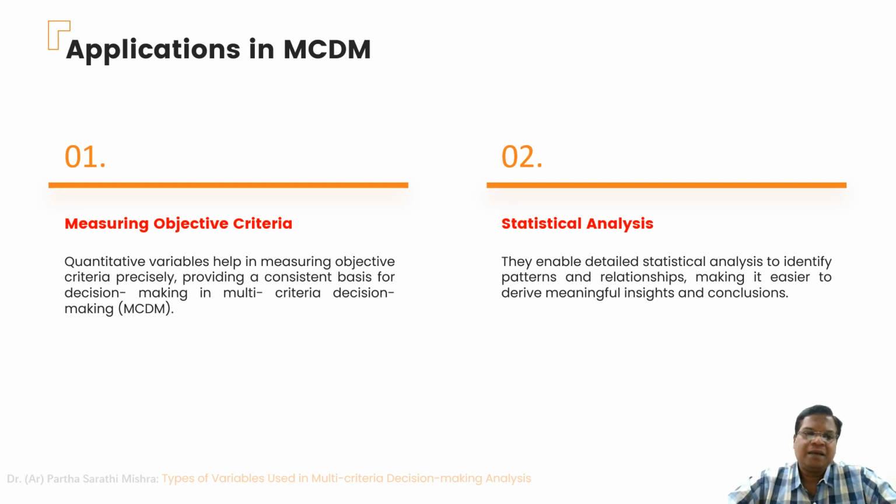Next is application in MCDM, measuring objective criteria. Quantitative variables help measure objective criteria precisely, providing a consistent basis for decision making in multi-criteria decision making analysis. They also enable detailed statistical analysis to identify patterns and relationships, making it easier to derive meaningful insights and conclusions. So in both cases, with qualitative as well as quantitative data, we can use statistical inferences for that.